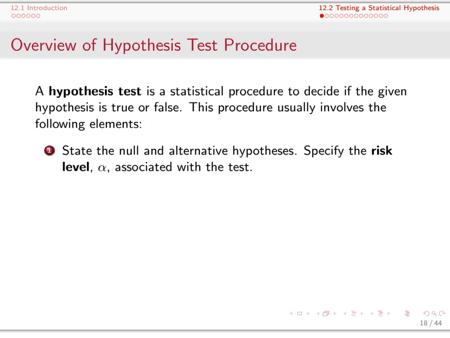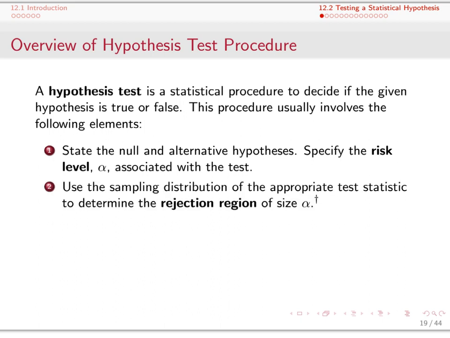This procedure usually will involve the following elements. First, we'll have to state the null and alternative hypotheses, and we'll also need to specify the risk level associated with the test. We call this risk level alpha. Next, we'll use the sampling distribution of the appropriate test statistic to determine the rejection region of size alpha.